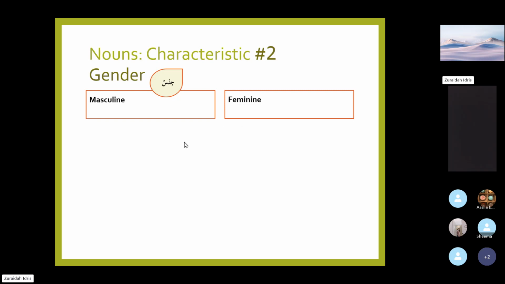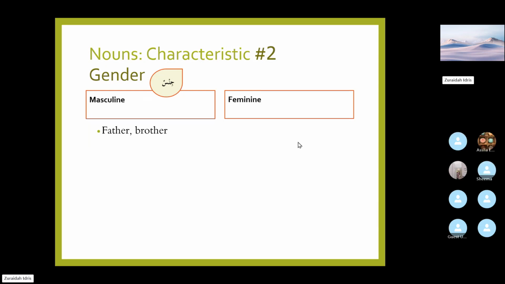It's the same thing with Arabic. If you're a male, you're a male. You can't change that fact. If you're a father or brother, you're obviously male. If you're a mother or a sister, you're a female. There's no two ways about it. You are a man or a woman. So this is what we call real feminine. This is the fact, the status quo. You can't change it.